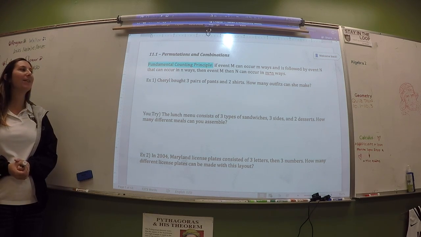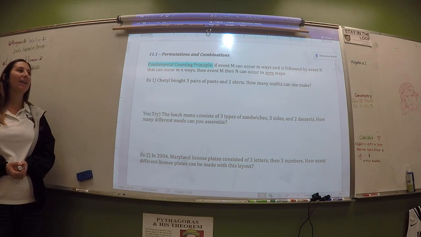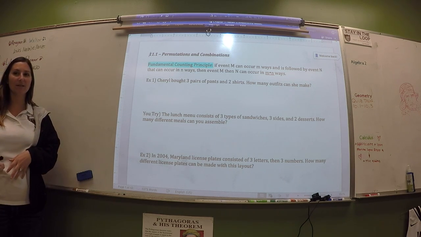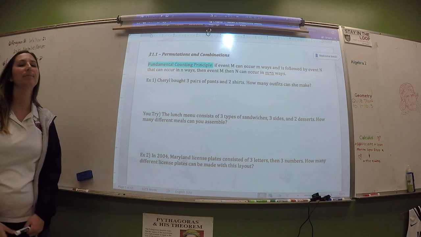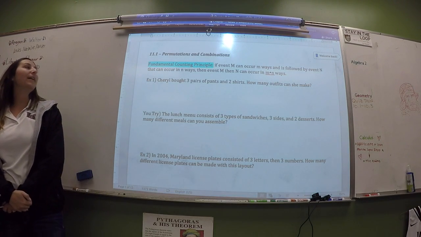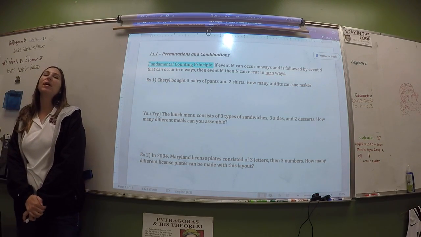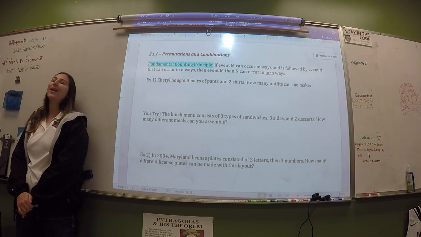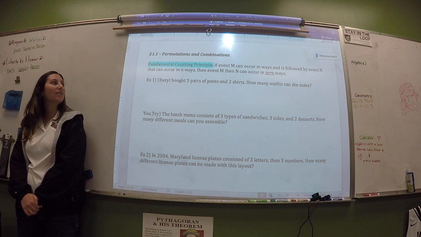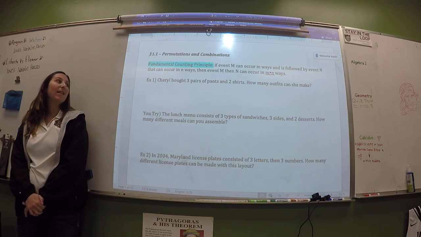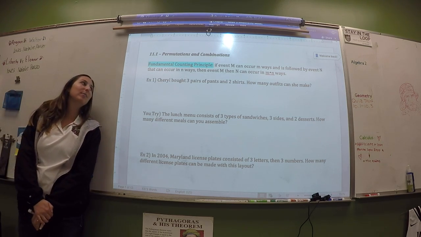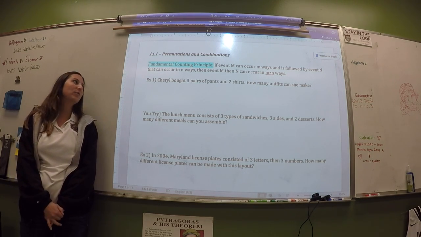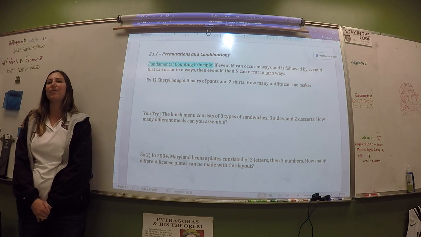The fundamental counting principle says that if an event M can occur in M number of ways, followed by another event N that can occur in N number of ways, then to find the number of ways for event M and then N to happen, you multiply M times N. It sounds really confusing because I just keep saying M and N. So I'm just going to talk about the example and how it relates to the fundamental counting principle.